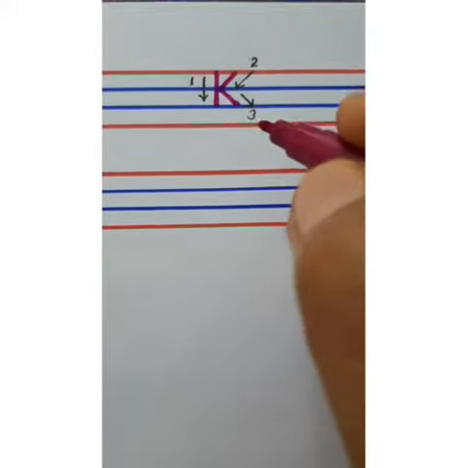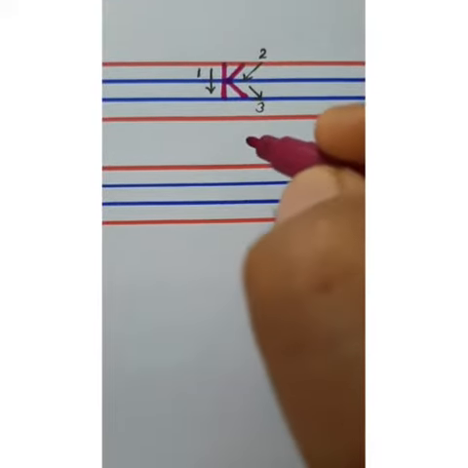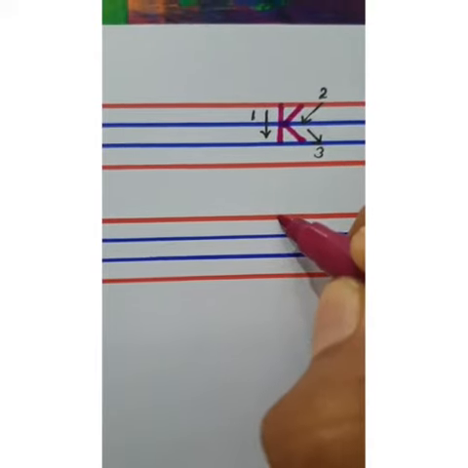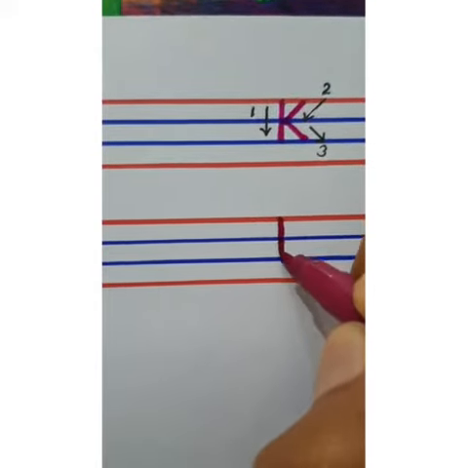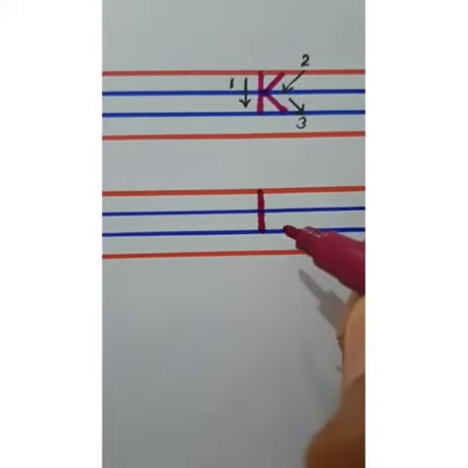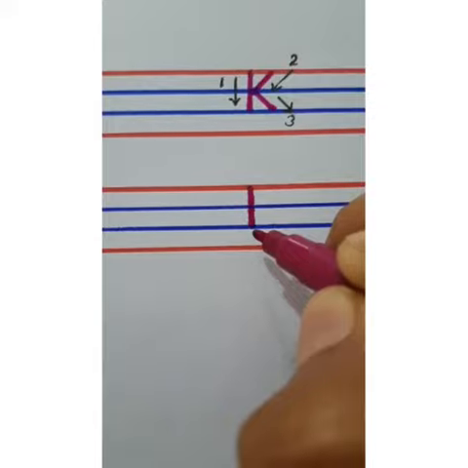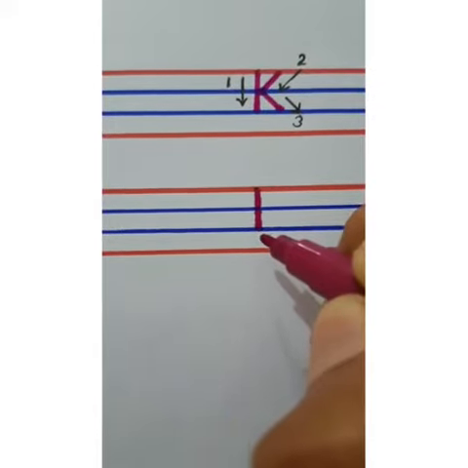So in first step, we are going to make one standing line. We will put our pencil on the first red line, move the pencil down and touch the third line, which is blue in color. Now in second step, we are going to make a slanting line.